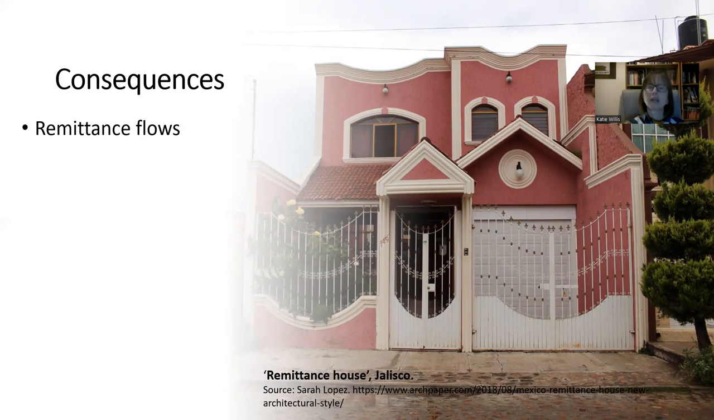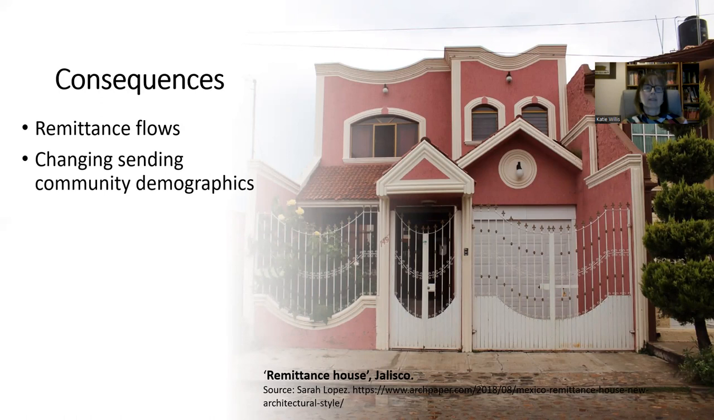And you get the idea of remittance houses, houses that are built with remittances, such as this picture here, taken by Sarah Lopez, of a house that was built in the state of Jalisco. Remittances might also be spent on things like education for children, healthcare, and so on. So it could be to do with consumption and housing, as in this image, but also on other investment for the next generation.